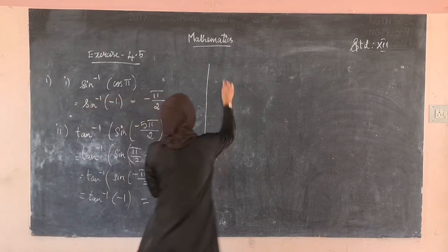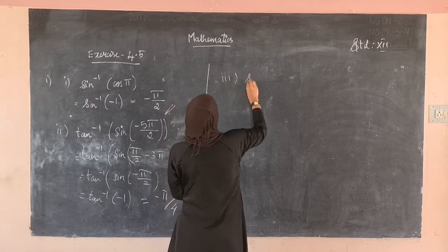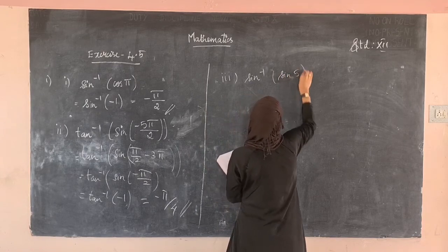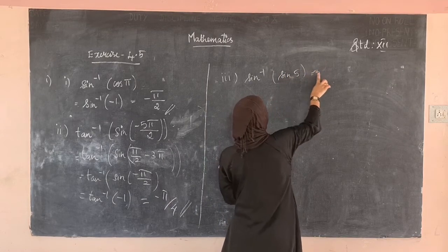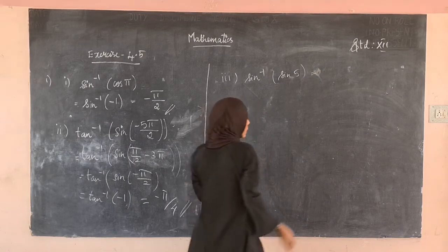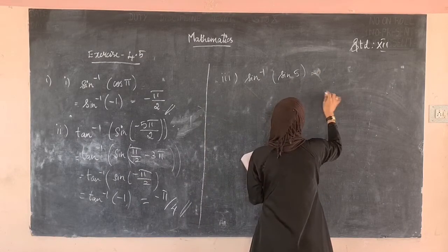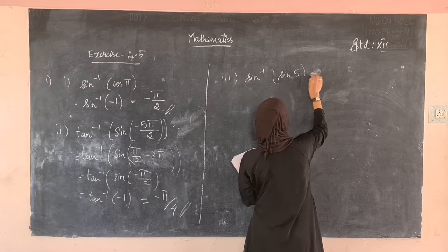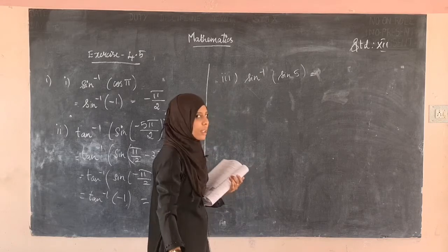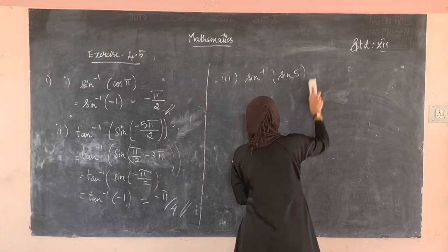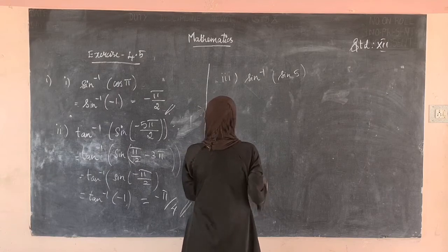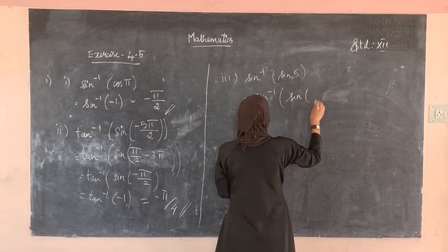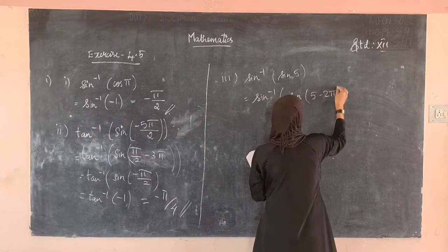See now the third subdivision, sine inverse of sine of pi. This can be directly written as pi, but this pi is not in the range of sine inverse function, because the range of the sine inverse function is from minus pi by 2 to pi by 2. Since we get the value as pi, pi does not belong to the range. Therefore, we are going to change this. See here, sine inverse of sine of pi can be written as pi minus 2 into pi.